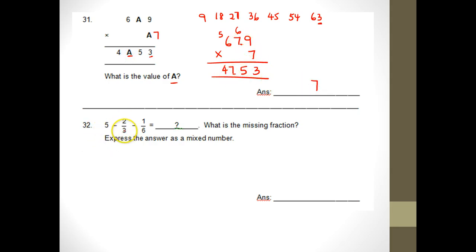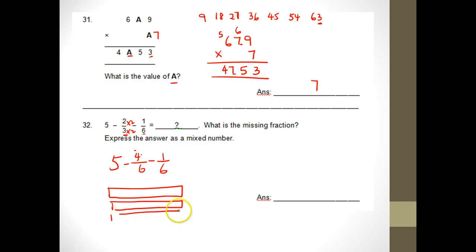5 whole minus 2/3 minus 1/6. So I have 5 whole minus 2/3. So I need to ensure that my denominator is the same. So it's 4/6 minus 1/6. What is the missing fraction? So I have 5 whole. I can draw 5 whole. 2, 3, 4, and 5.